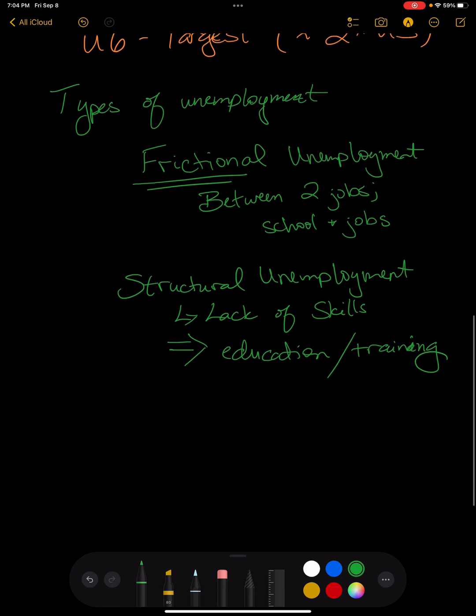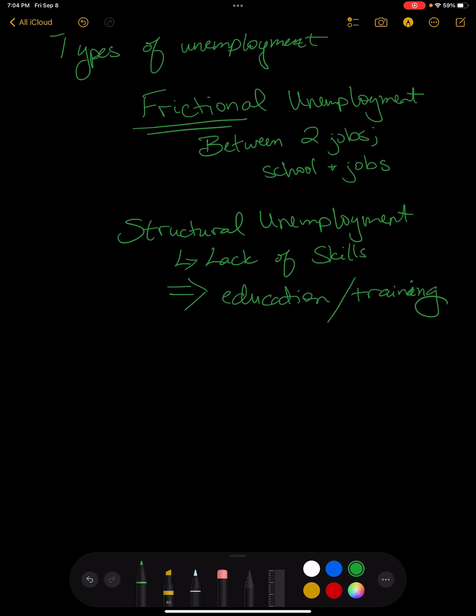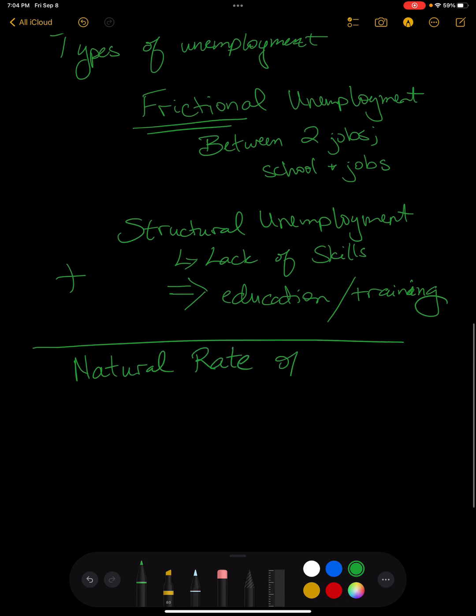So, frictional and structural. The combination of frictional and structural, if we add them up, we have a name for that. It's what we call the natural rate of unemployment. In other words, we're always going to have some unemployment. It's unavoidable. There's always going to be people that are quitting their jobs or graduating from school. There's always going to be people that are replaced by technology, right? Or people whose positions may be shifted overseas.